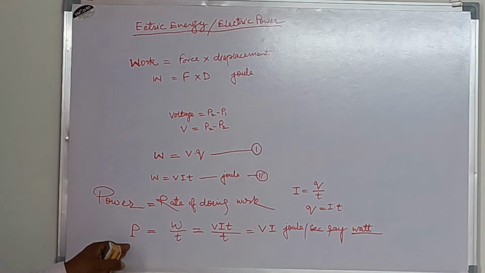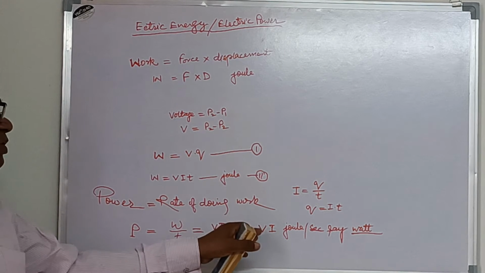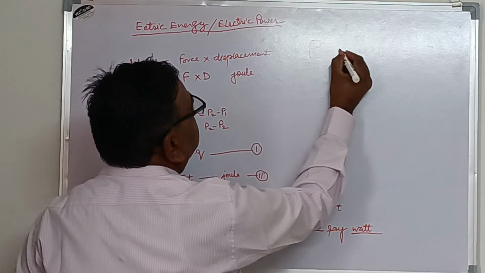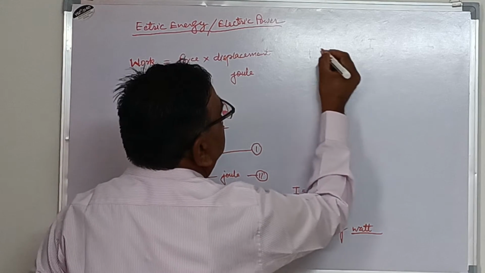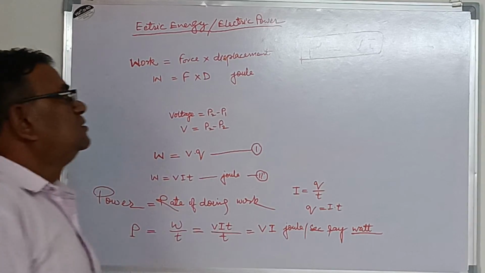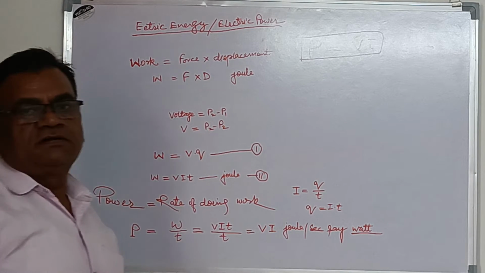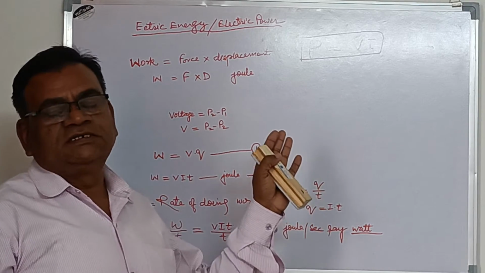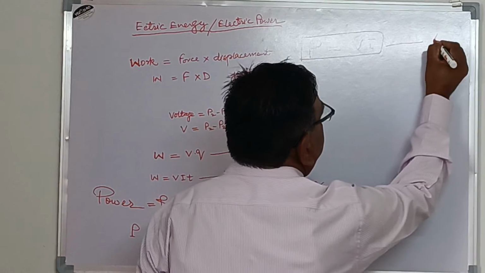Now we find the first formula of electric power. P is equal to V into I. Electric power P is equal to voltage V multiplied by current I. This is the first formula of electric power, or rate of consumption of electric energy. Same thing. Now you take it equation A.